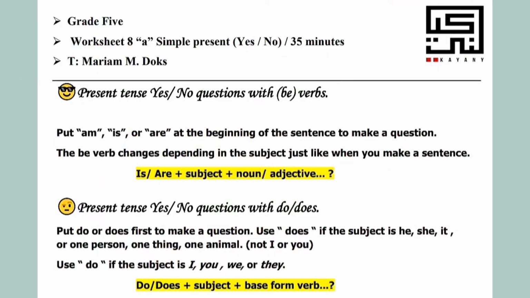But before, let's recall the rules. If the verb of the sentence is a verb to be, you need to invert the subject and the verb to be. But if the verb is a state or an action verb, you must use do or does and pay attention to use the verb in its base form in your question.